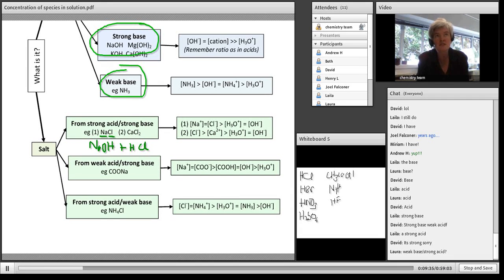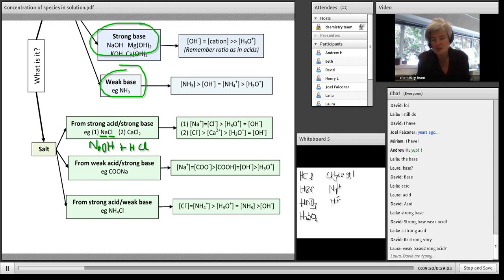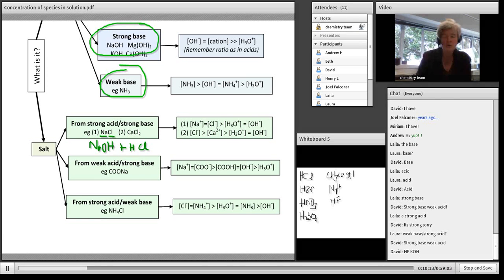Let's do one more. I'm trying to do one that's not given me. Let's make a potassium fluoride. What sort of salt would potassium fluoride be? So for potassium, you've got to think of what base I can make from potassium. Fluoride, what acid can I make from fluoride? Okay, that'll be a strong base because potassium hydroxide or potassium oxide is a strong base, and fluoride comes from the weak acid HF.